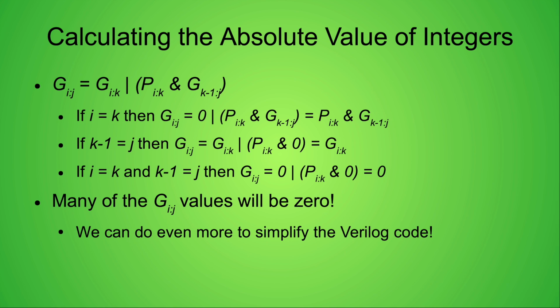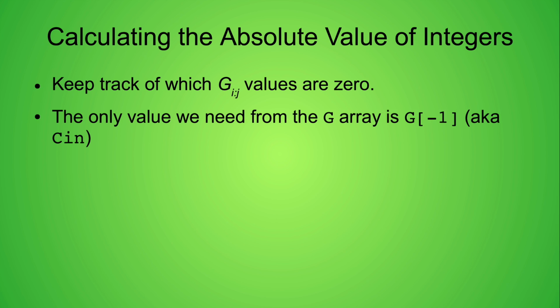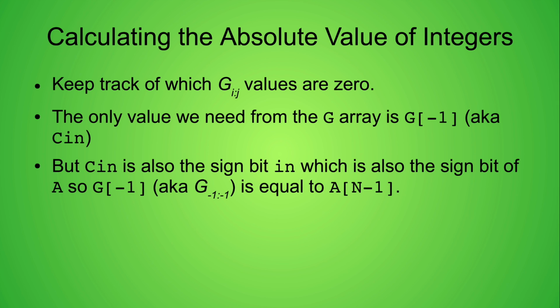Consequently, we can simplify the Verilog code even further. So the next change to the code is to keep track of which g sub i colon j values are 0, and only compute g sub i colon j if it's non-zero. This also means that the only value needed from the g array is g bit minus 1, which of course comes from the cin value. Remember that the wrapper module passes in the sign bit of in to the adder as the cin value, so we can remove cin from the argument list to the adder.